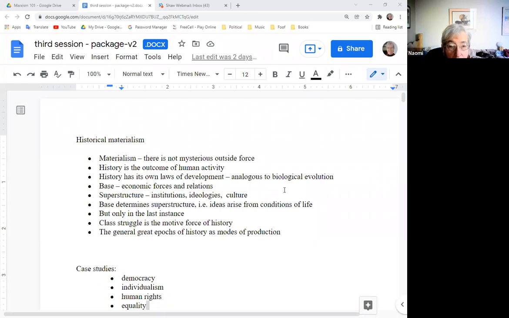And so we have to actually look at the history to see how this development of ideas arising from conditions of life plays itself out. We can't say ahead of time it's going to turn out exactly like this. There's always possibility of things turning out differently. So the concepts of base and superstructure are those that we would come back to ultimately to understand what's going on in the development of a society.